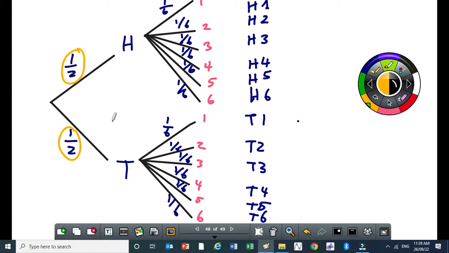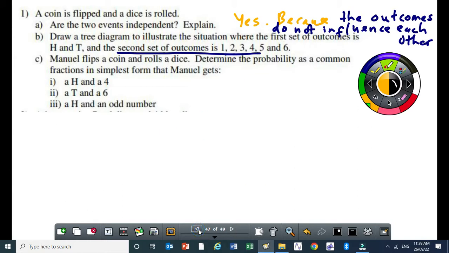Okay. Then we now have to use this tree diagram to answer questions. So here we are dealing with independent events. Okay? The probability of getting a head and a 1, we have to use the multiplication law of probabilities. Now it's vital that you understand this, that the multiplication law of probabilities is only used mainly for independent events. Okay, so here we have got independent events.